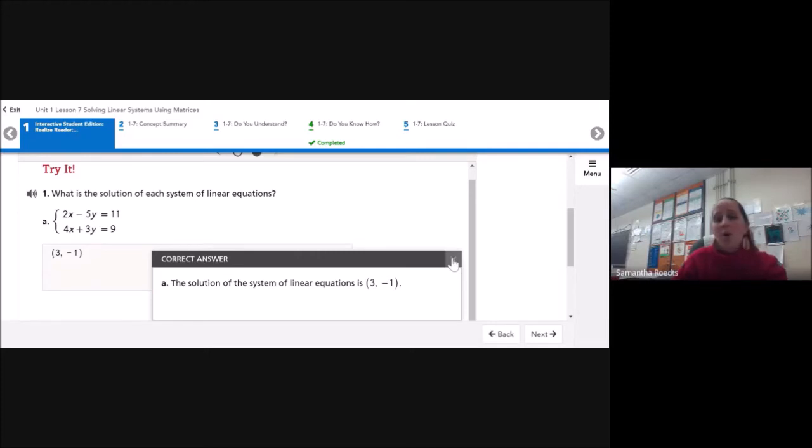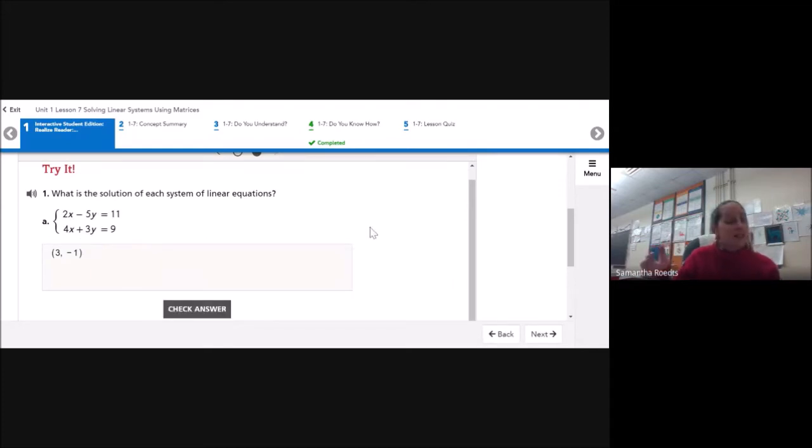You can always substitute, even when you put it into a calculator, always double check that your values work when you substitute it back into both equations. Because things happen. You can mistype something in a calculator. You can miscalculate something if you're doing it longhand, anything like that. So always double check that your solution actually works in your system of equations.